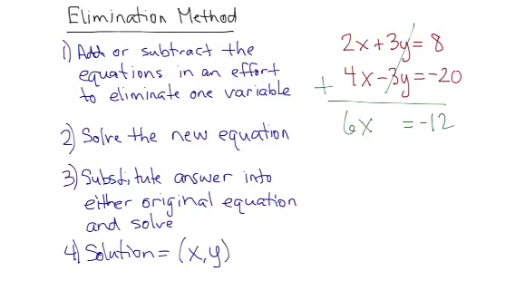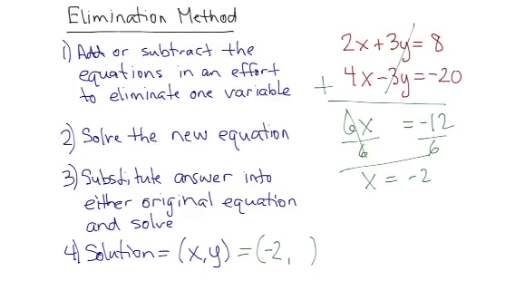Now, step 2, solve the new equation. It should be just a quick one-stepper. I'm going to get negative 2, and that would be part of my final answer in this problem. The x-coordinate is negative 2. Now I want to go back and find the y-coordinate. So that means step 3: substitute the answer we just got, x equals negative 2, into either original equation and solve.